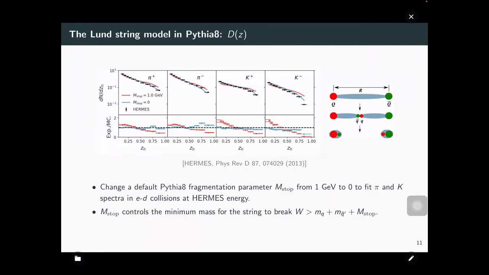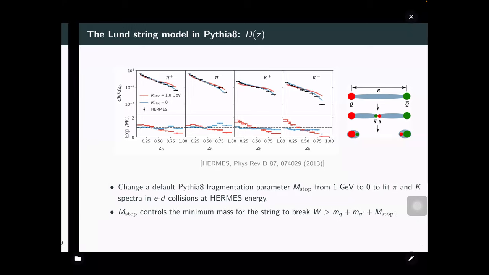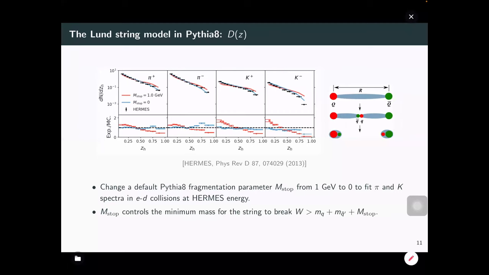Okay, finally, I will show some results. So this is just a test of PYTHIA 8, whether PYTHIA 8 can reasonably reproduce the fixed target measurements of hadron production in electron-deuteron collisions. And this is for HERMES data. So for HERMES, you have an incident electron of about 27 GeV onto a fixed target of nucleus.